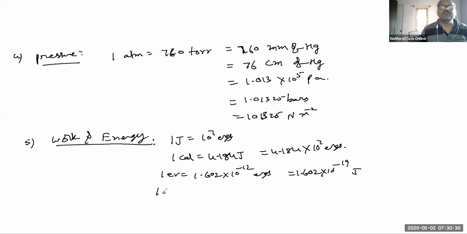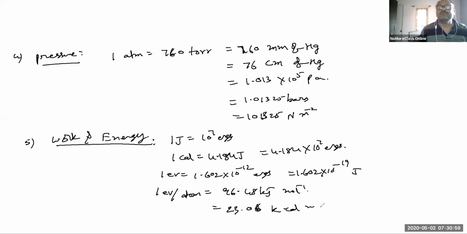1 electron volt per atom is equal to 96.48 kilojoule per mole. That is equal to 23.06 kilocalories per mole. Next, force.